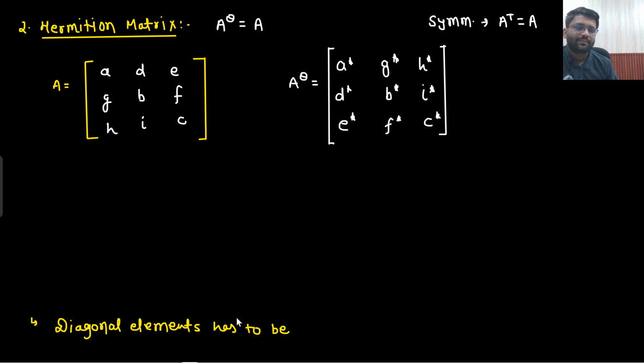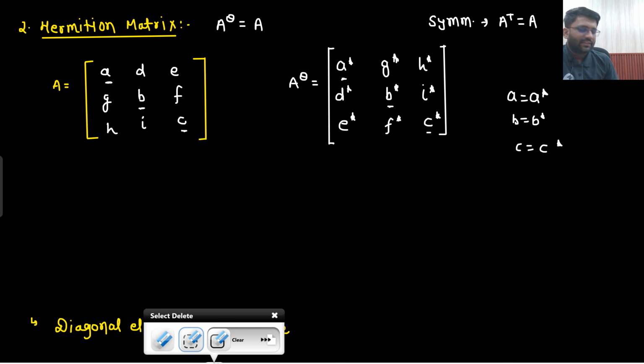Both are equal. If both are equal, then their corresponding elements should be equal. That means A should be equal to A conjugate. Let's talk about the diagonal elements only. B should be equal to B conjugate, and C should be equal to C conjugate, right? Can you let me know when this is possible?